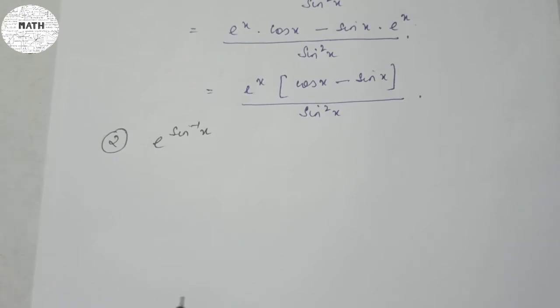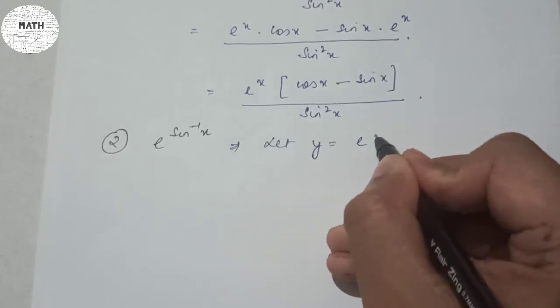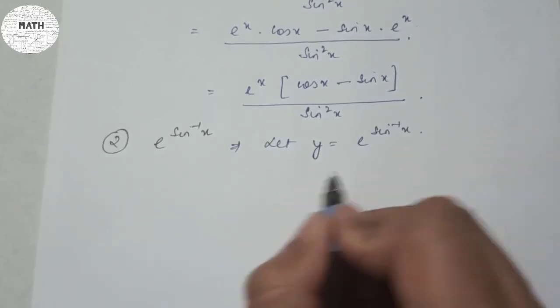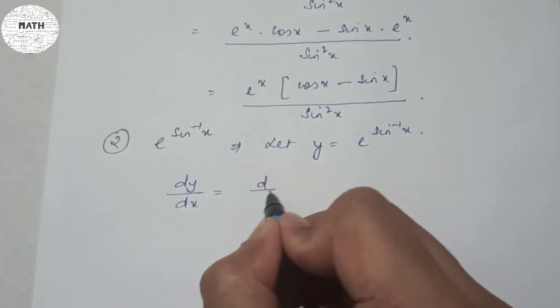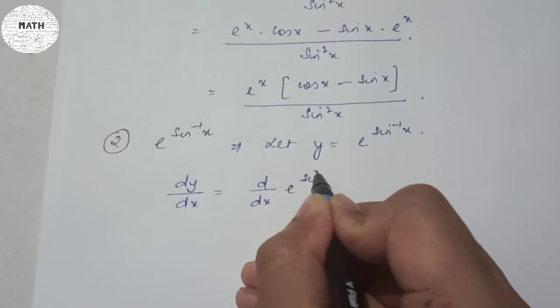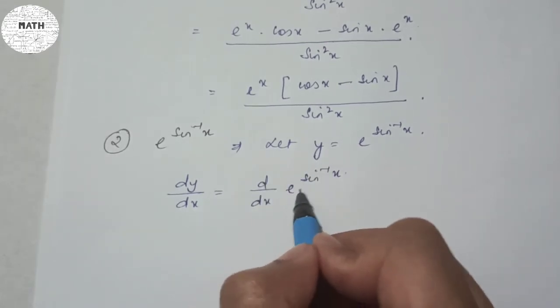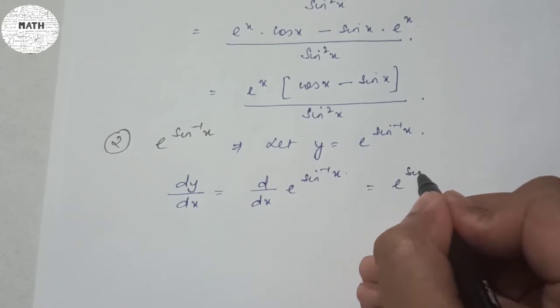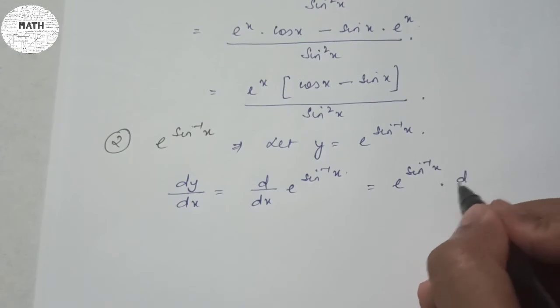Alright, question number 2 is e to the power sin inverse x. Again the same thing, let y is equal to e to the power sin inverse x. If I differentiate both sides with respect to x, I'll get dy by dx is equal to d by dx of e to the power sin inverse x. Now consider this whole thing to be your x. So d by dx of e to the power x is e to the power x. But is this x? No, right? So differentiate once again.